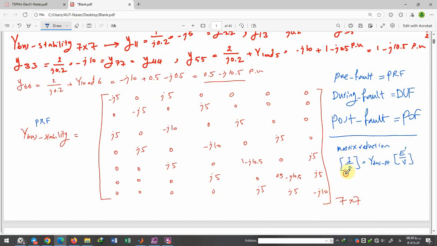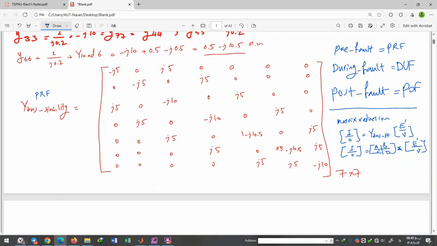So we have I on 0 is equal to A, B, C, D multiplied by E prime and regular voltage. So we can use the Y bus reduction here. The Y bus, according to the main course, please refer to the main course for finding this formula.